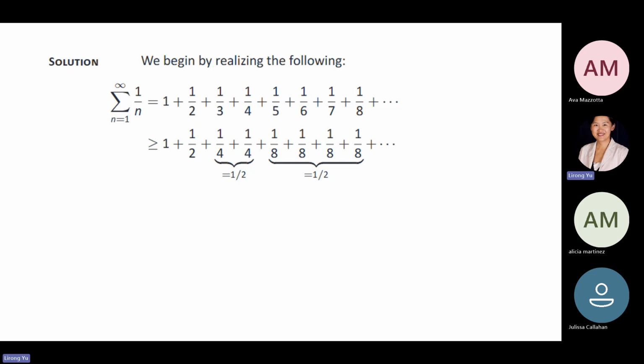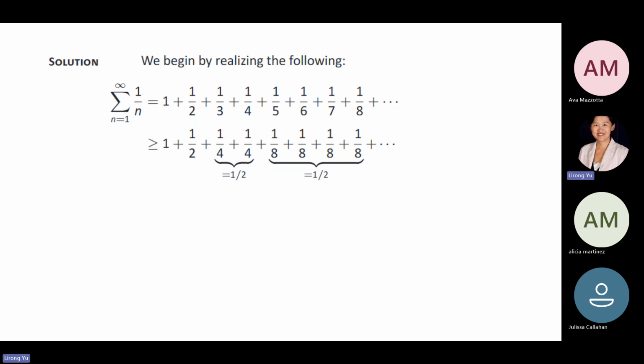Why do we do that? Because that's 2 to the power 1, and this is 2 to the power 2. So we're adding that many numbers. If we have 1 over 3 plus 1 over 4, we relax it a little bit. 1 over 3 is bigger than 1 over 4. 1 over 4 plus 1 over 4 is 1/2. So we have 1 plus 1/2 plus another 1/2.